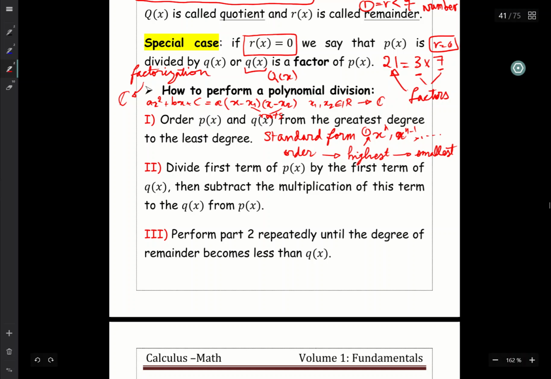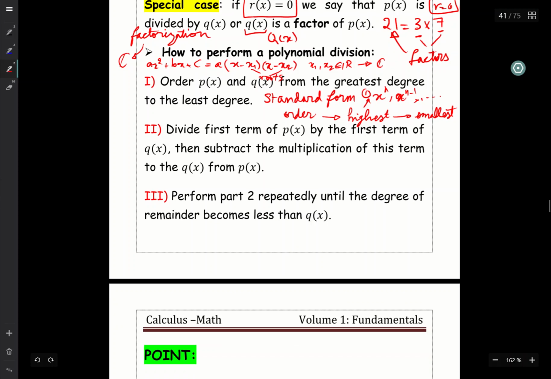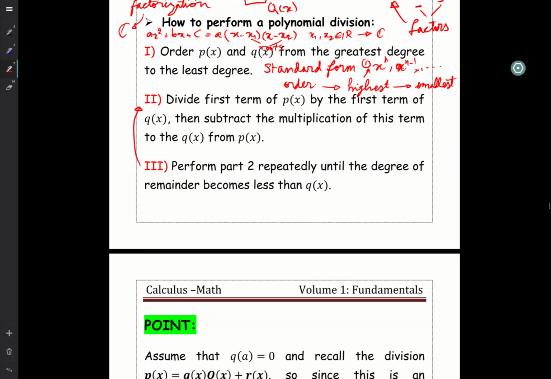Step 2: divide the first term of p(x) by the first term of q(x). Then subtract the multiplication of this term by q from p(x). Perform part 2 repeatedly until the degree of the remainder becomes less than that of q. Remember, the division ends when the degree of the remainder is less than the degree of q, right?